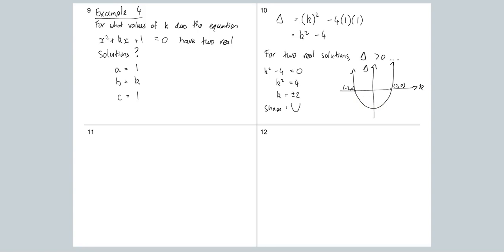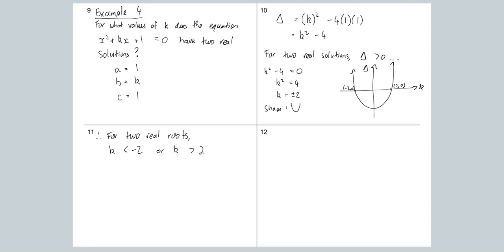So we can therefore conclude for two real roots, k must be less than negative 2, or k must be greater than 2. And you're done. That's basically it.